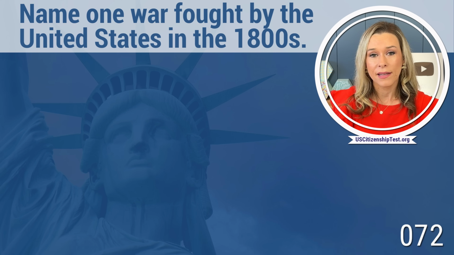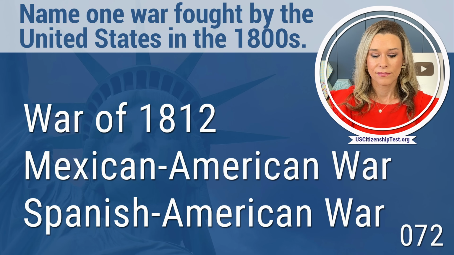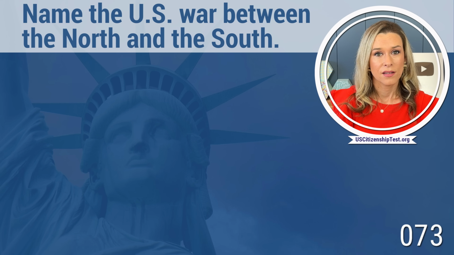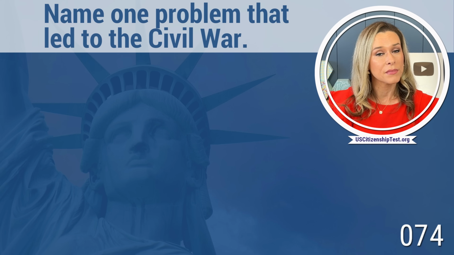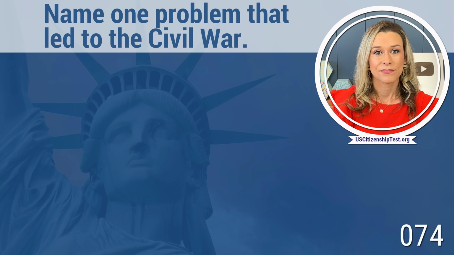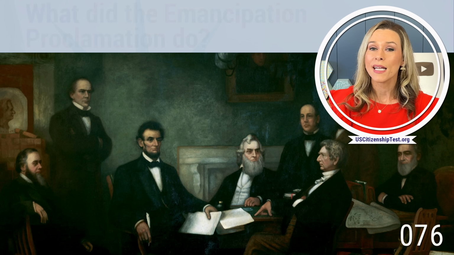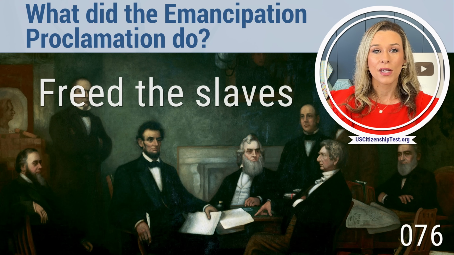Name one war fought by the United States in the 1800s. The Civil War. Name the U.S. war between the North and the South. The Civil War. Name one problem that led to the Civil War. Slavery. What did the Emancipation Proclamation do? Freed the slaves. And remember, President Lincoln signed that.